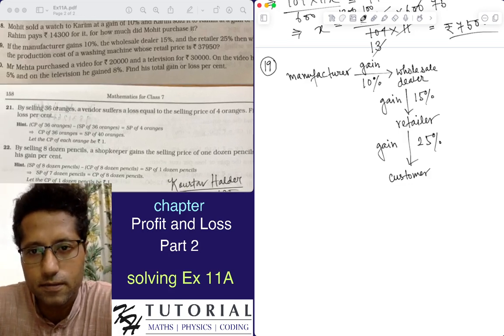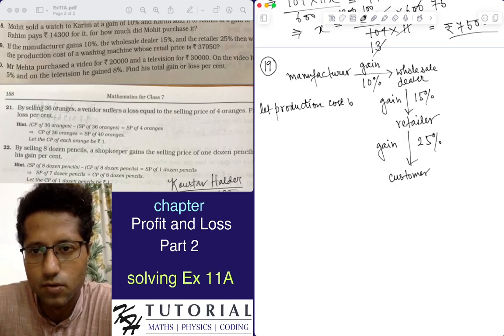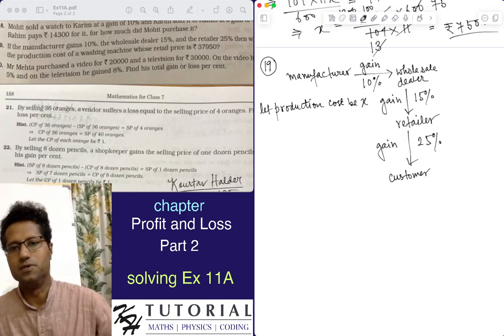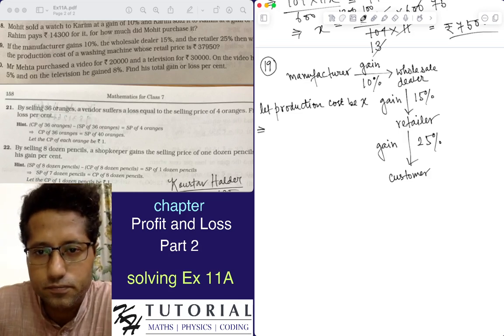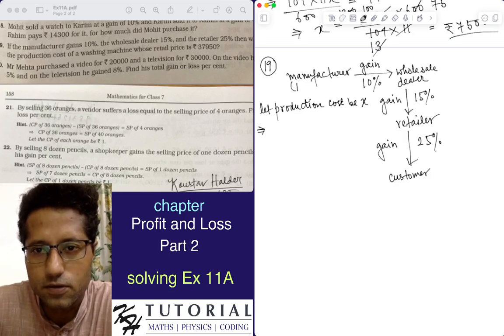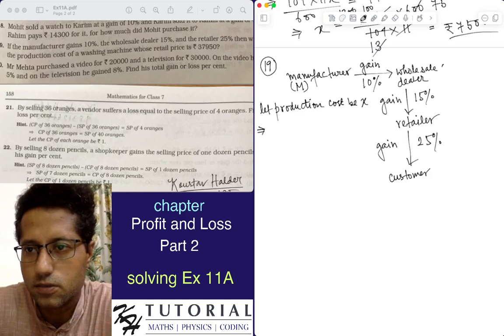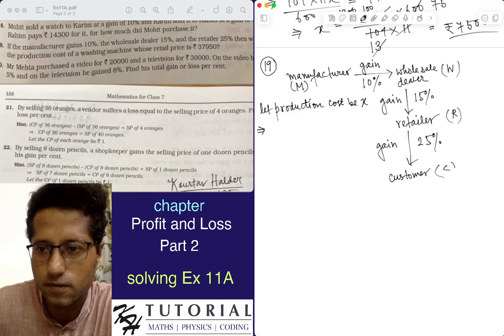Okay, so let the production cost be X. I'm ignoring the rupees symbol; it is understood that it is rupees X. Let the production cost be X. This implies, let's abbreviate: M denotes the manufacturer, W the wholesale dealer, R the retailer, and C the customer.